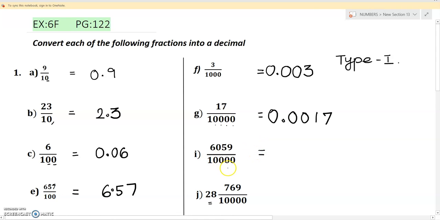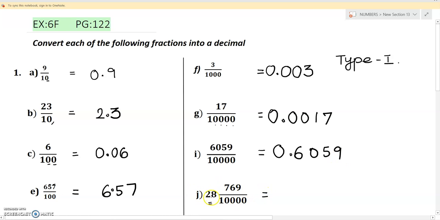6059 by 10,000 is the next fraction. Write down the numerator, 6059, and count the number of zeros. 4 zeros we have, and here too we have 4 digits. So we are going to place a dot and 0. 6059 by 10,000 is equal to 0.6059.